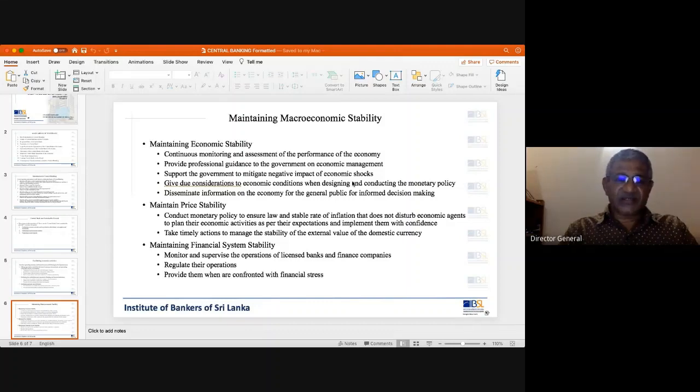Therefore, the central bank's responsibility is to maintain a low and stable rate of inflation in a way that does not interfere with the economic plans of the economic agents and the execution of them. To do that, what the central bank does is conduct monetary policy. How the central bank conducts monetary policy, we will discuss in detail at a later discussion. Then the third and last one is maintaining financial system stability.